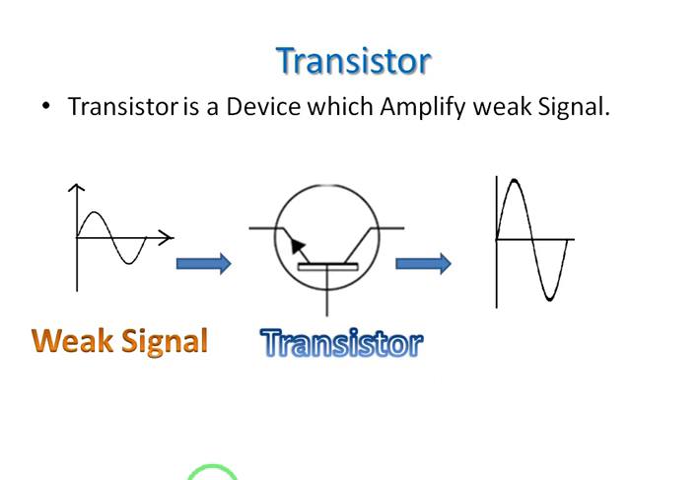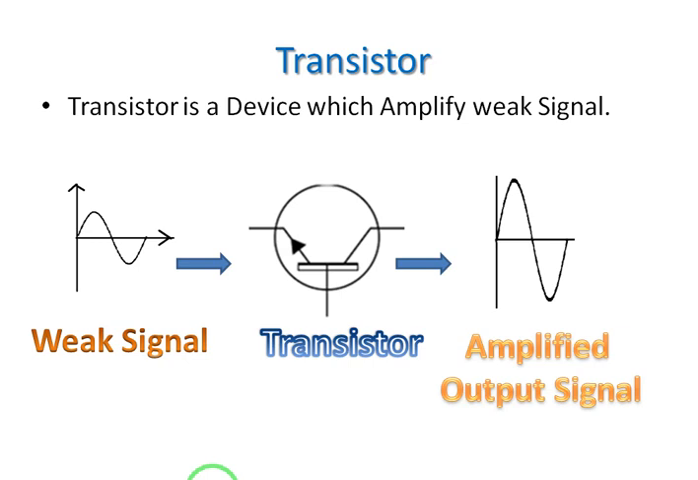As you can see here, what is the difference between the input signal, which we are calling a weak signal, and the output signal we are getting at the output of the transistor? The only difference is that the output signal has a larger voltage level as compared to the input signal, which is the weak signal. Raising the voltage level of a signal is known as amplification of that signal. How to raise the amplitude, how to raise the voltage level of a particular signal, we will learn in this video.